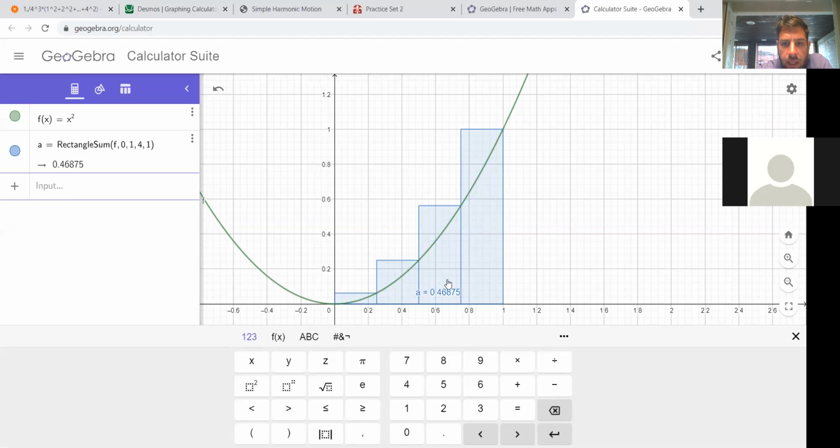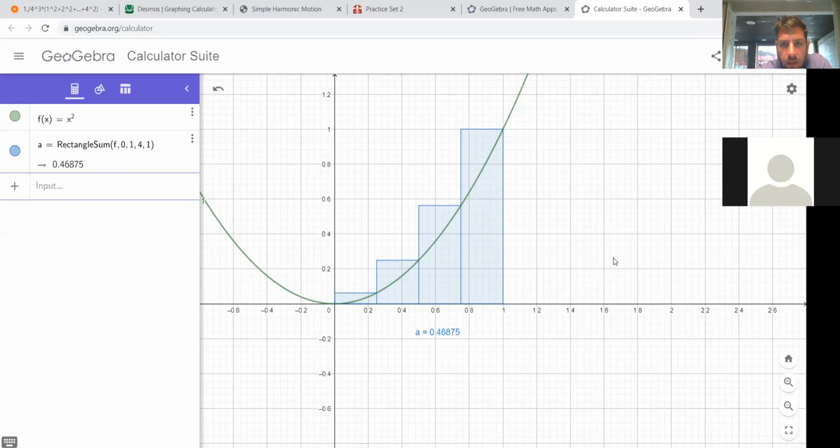The first thing I want to show you is that it will easily calculate the area of these rectangles. It has a built-in function. You might look at this on the left-hand side and recognize the function, but you might be afraid of this rectangle sum business. That's just built-in code that does all the arithmetic for us. It adds up the area of these 4 rectangles. You'll notice that this 4 in here means I'm going to use 4 rectangles. And you'll notice that they got the same number we got, 0.46875.